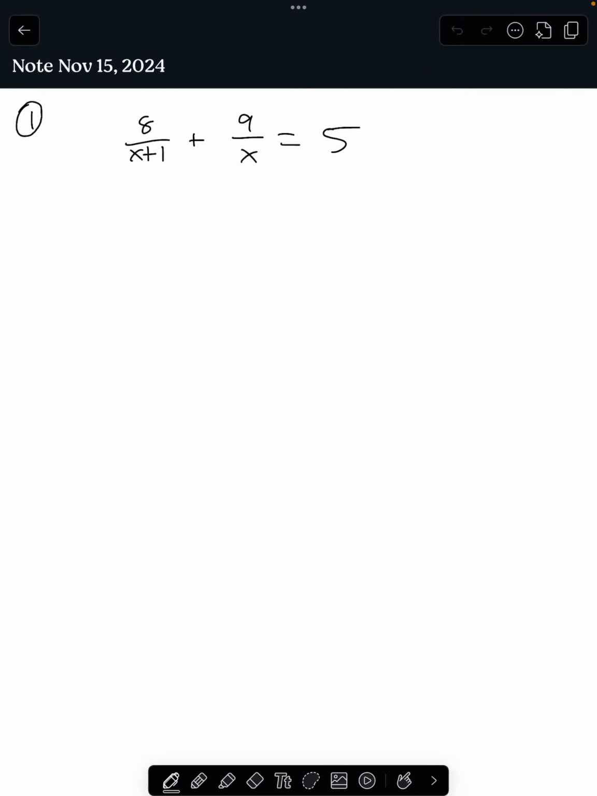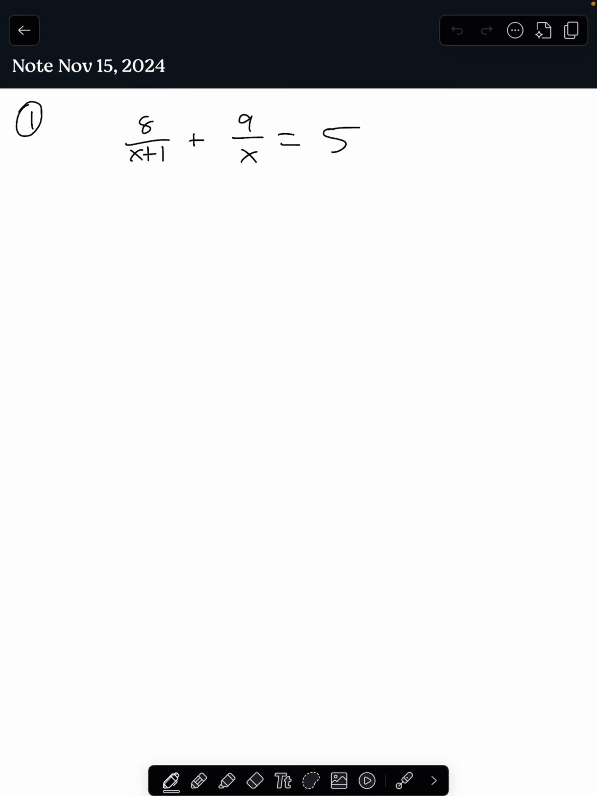In this video, I'm going to solve number 1. As we can see here, the two denominators are x plus 1 and x, and we want to get rid of those. We don't want the variables to be in the denominator, so we can multiply each of the terms by the least common multiple of all of the denominators to get rid of them.